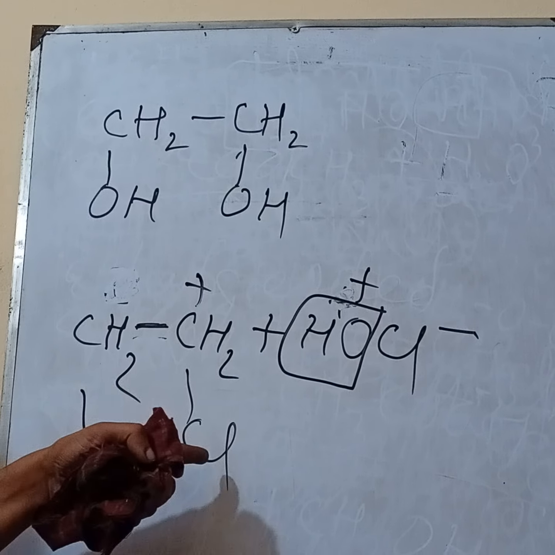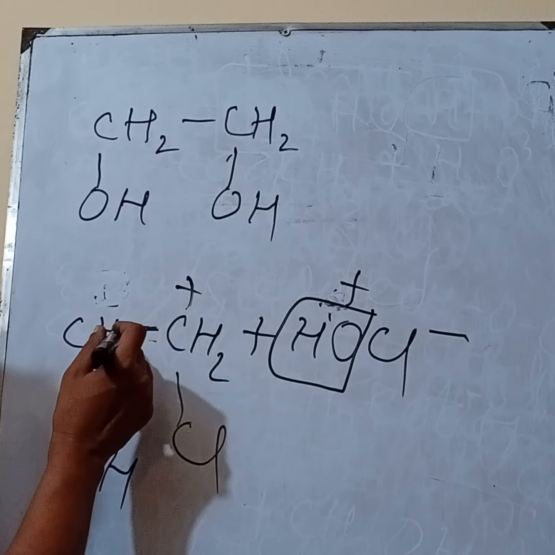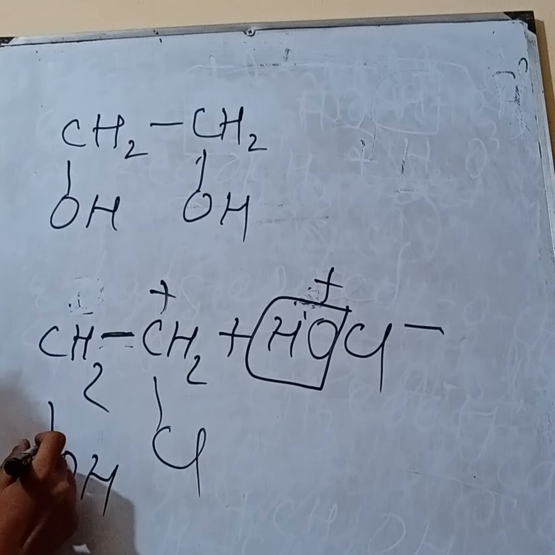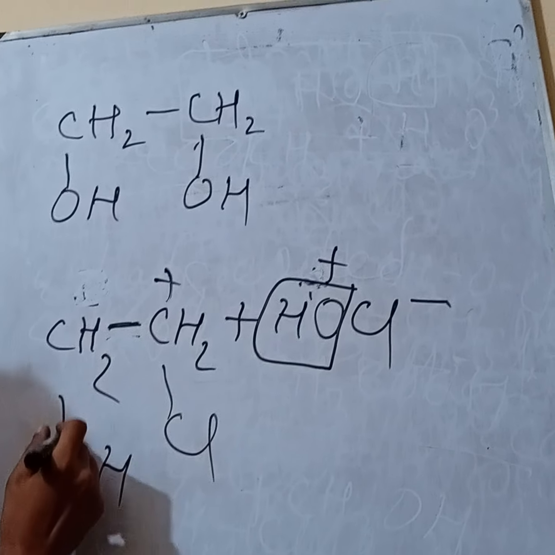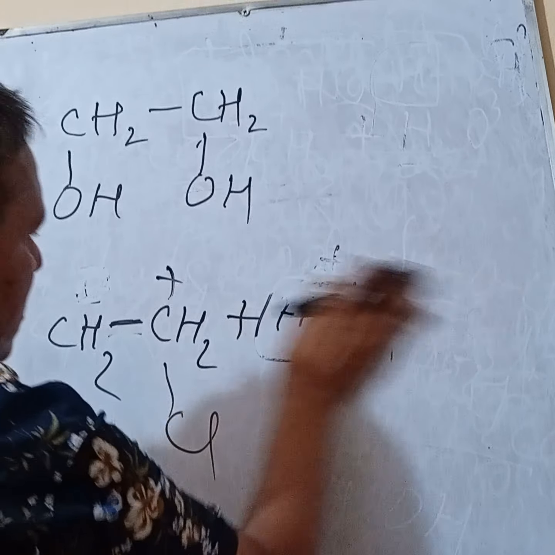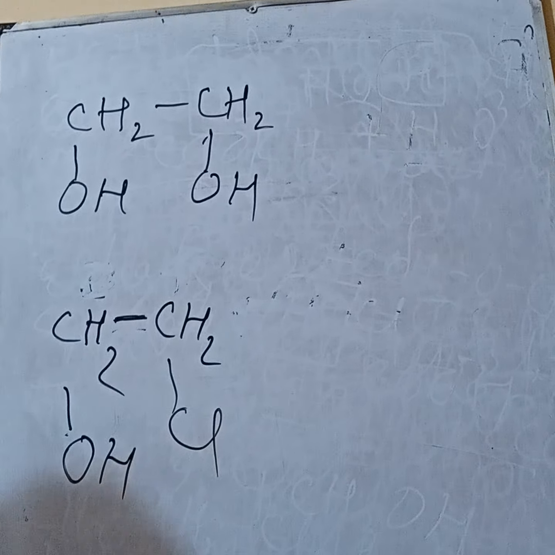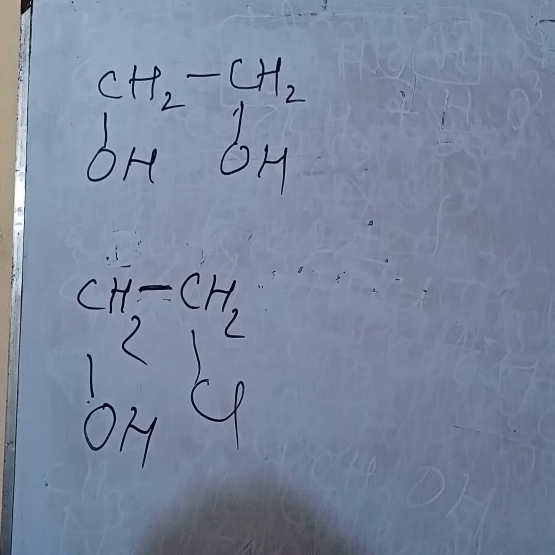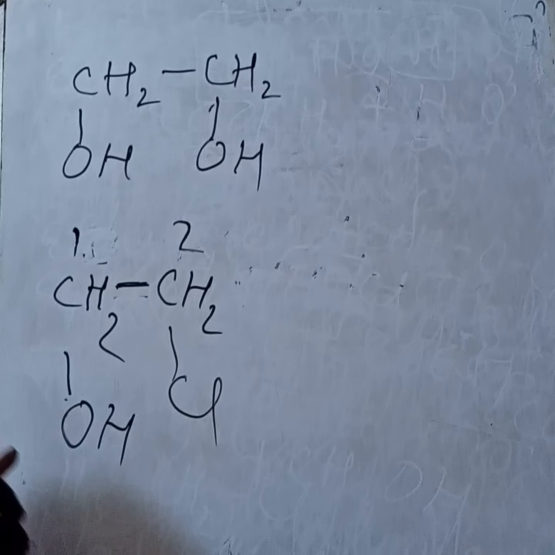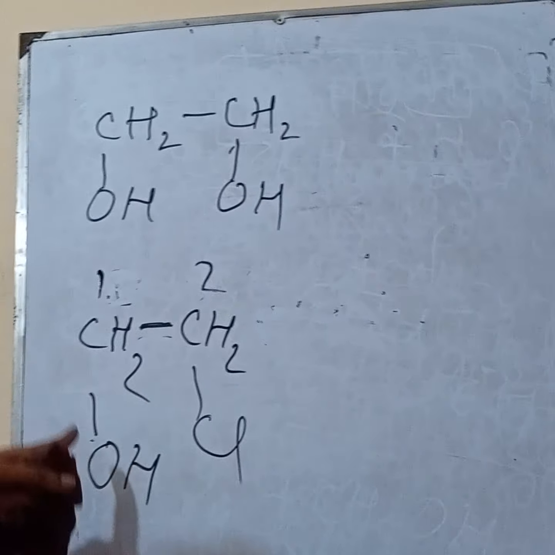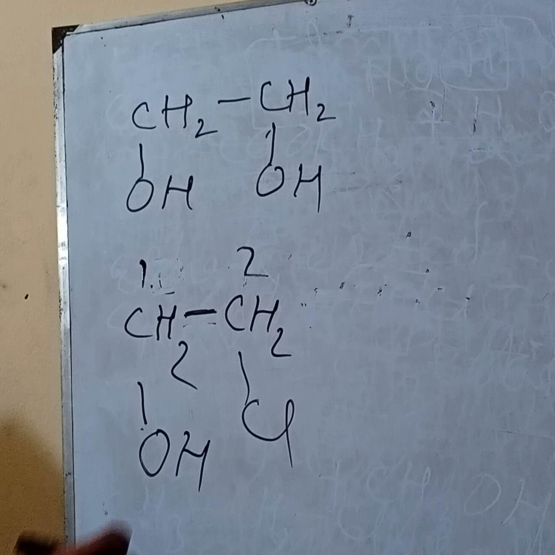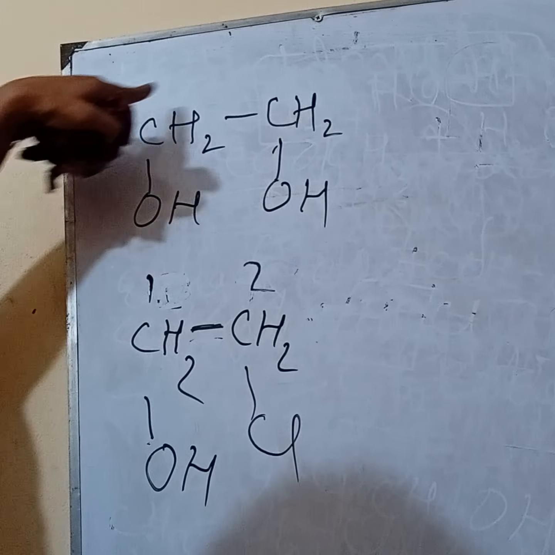CH2=CH2, previously it is a double bond. OH plus, Cl minus. OH joins there and the two-electron pi bond joins there, and Cl combines. So what happened? What is this nomenclature? 1, 2, with priority to OH: 2-chloroethanol. I need glycol, ethylene glycol.